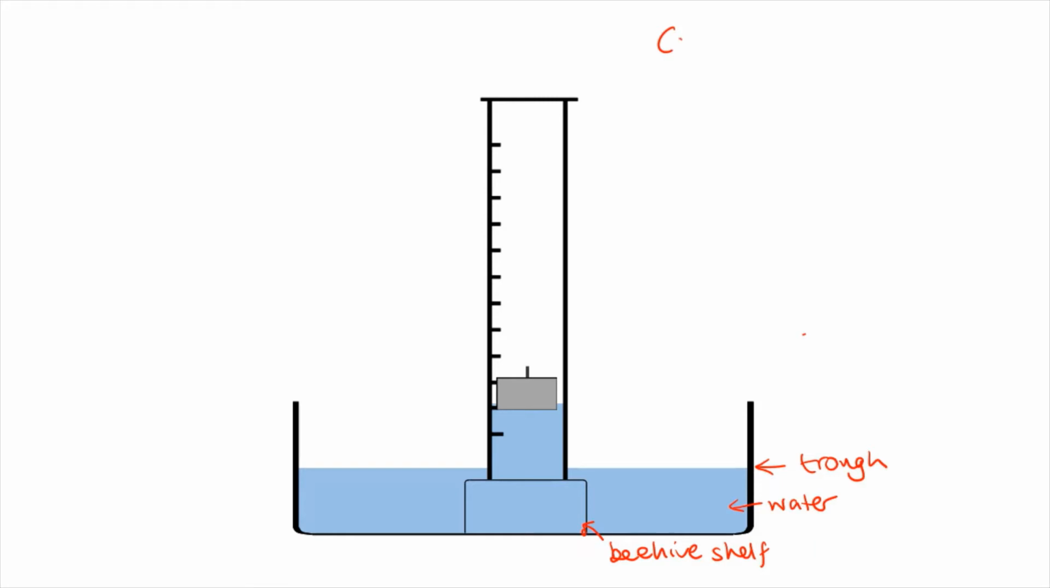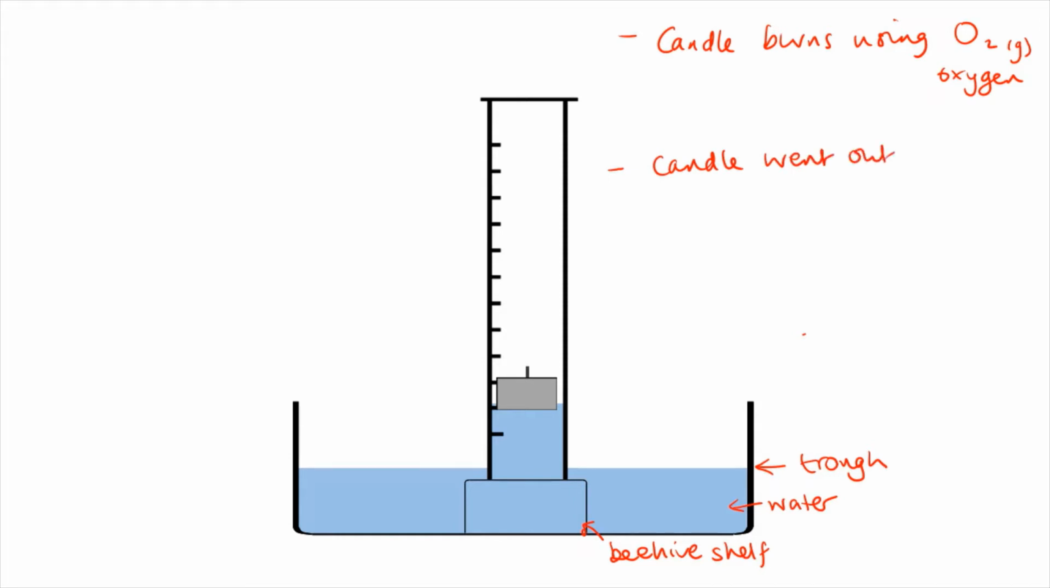So what was happening there is that the candle burns using oxygen, O2 gas. I've written it there as its chemical formula, O2 gaseous. So that's oxygen. And the candle, or the flame, went out when all of the oxygen was used up. And that's why we've got this increase of water in this measuring cylinder. That's taken the place of where the oxygen was.